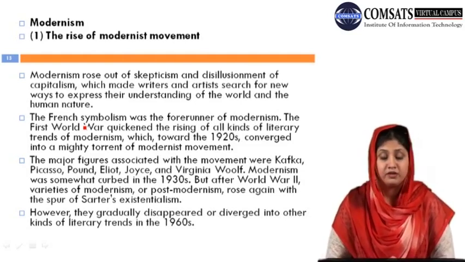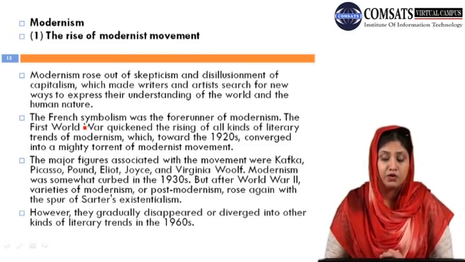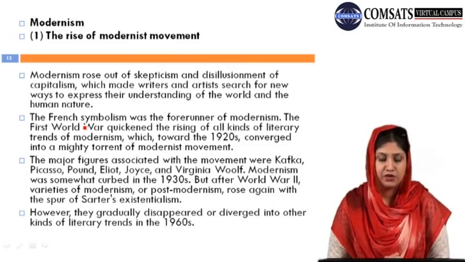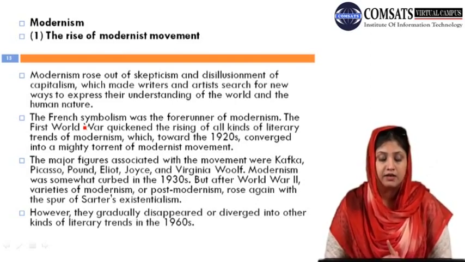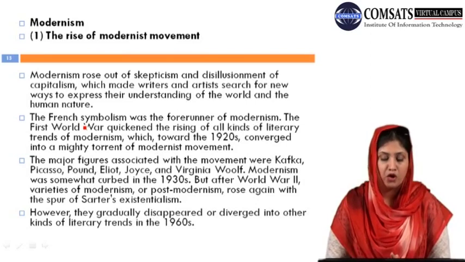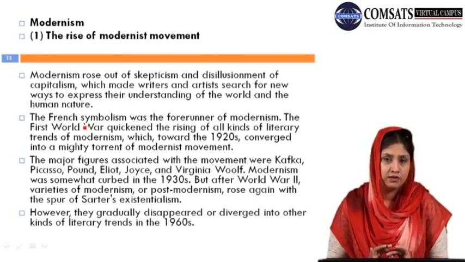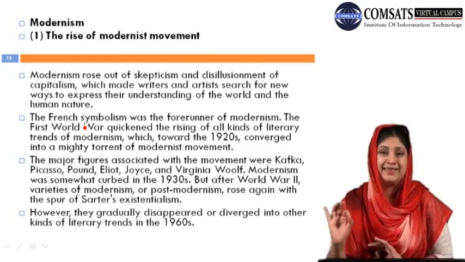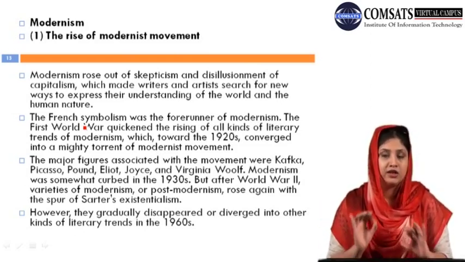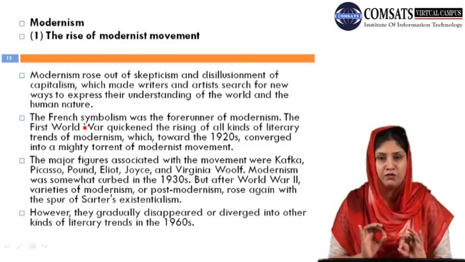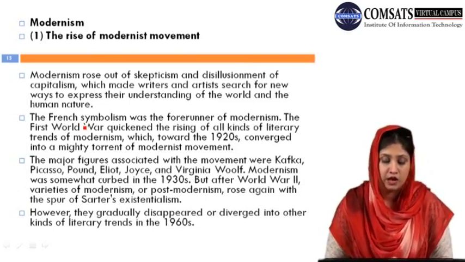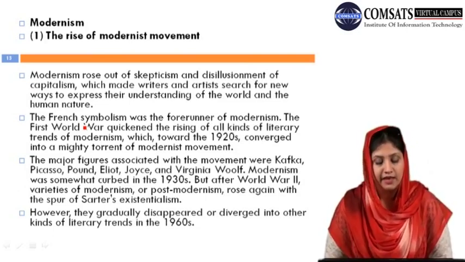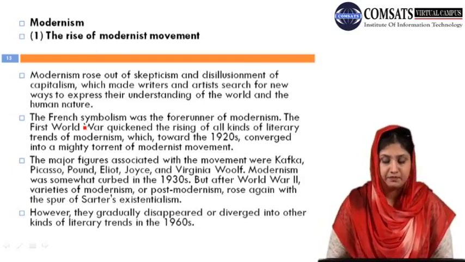So French symbolism was the forerunner of modernism. The First World War quickened the rising of all kinds of literary trends of modernism, which toward the 1920s converged into a mighty torrent of the modernist movement. So basically it was French symbolism that started this trend of modernism and it in fact quickened after the First World War. The major figures associated with the movement were Kafka, Picasso, Pound, Eliot, Joyce and Virginia Woolf.